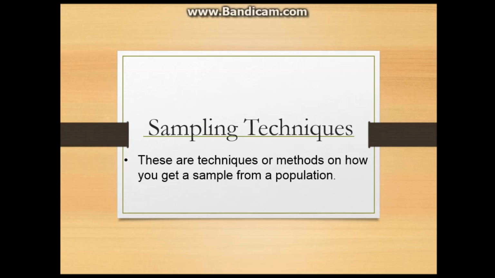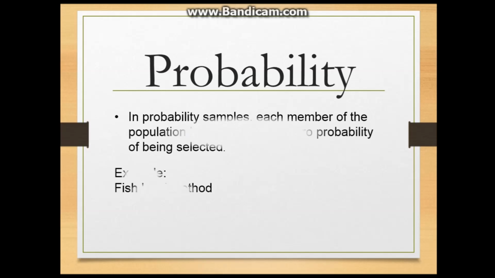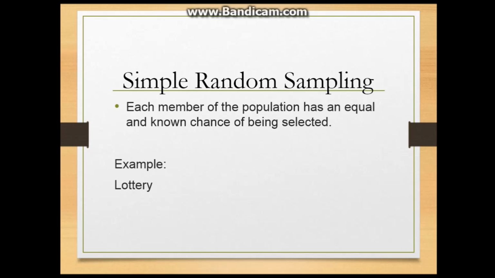Let's first discuss probability. In probability samples, each member of the population has a known non-zero probability of being selected. An example of probability sampling is a fishbowl method, where everyone has an equal chance of being selected. There are 4 types of probability sampling. First is the simple random. It is the purest form of probability sampling. Each member of the population has an equal and known chance of being selected. An example of simple random is a lottery.